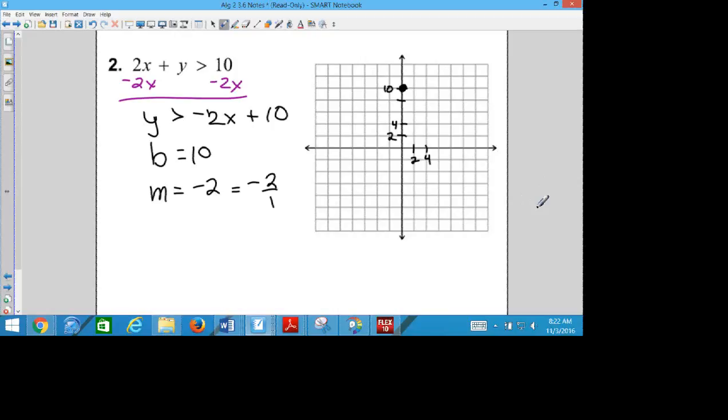From here, I go down to over 1. So if I changed my scale, I better go to 1, not over 2. Down to over 1. Down to over 1.